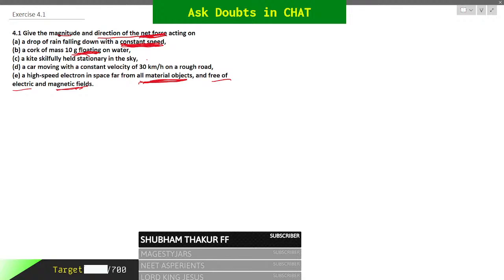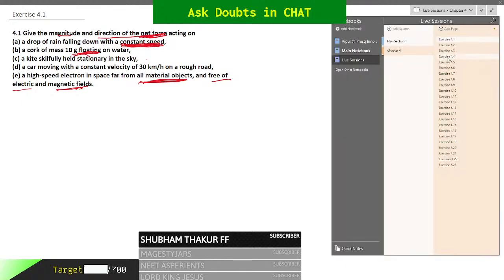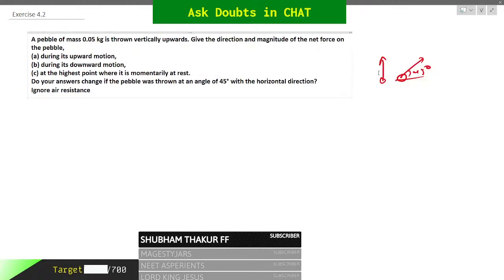Let's go to the next question. In this question, we have been given a pebble of mass 0.05 kg thrown vertically upwards. Give the direction and magnitude of the net force on the pebble.